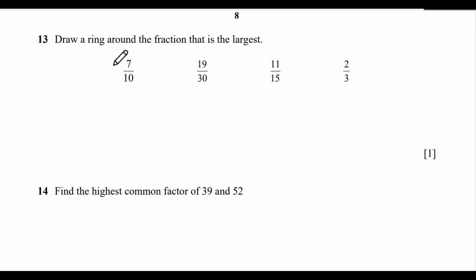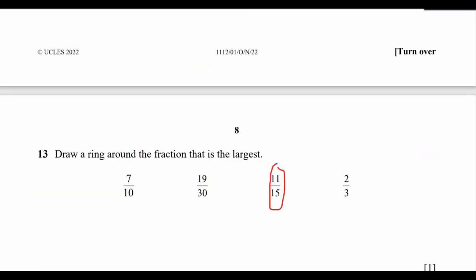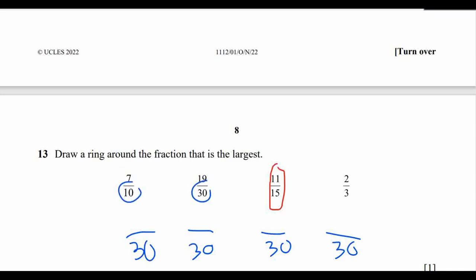Alright, are you done, guys? Let's check out the answers. So the answer is 11 over 15. How do we do this? We have to compare, so equalize the denominator. All should go to 30, which is the lowest common multiple of all these denominators: 10, 30, 15, 3, it all goes to 30. Then we times by 3 here.